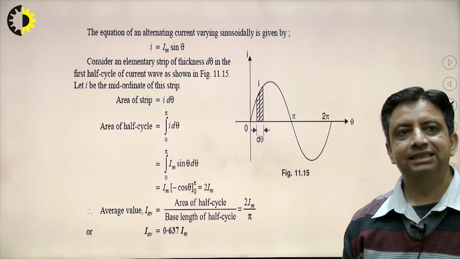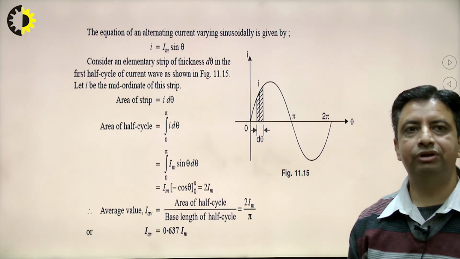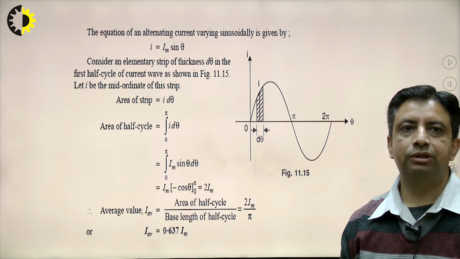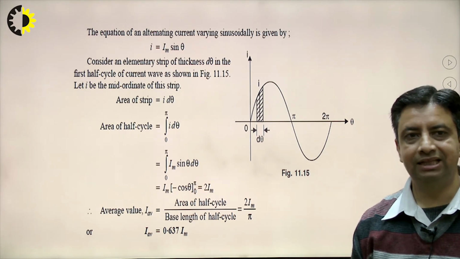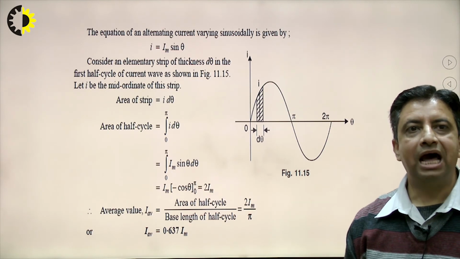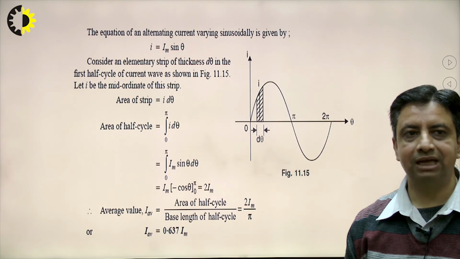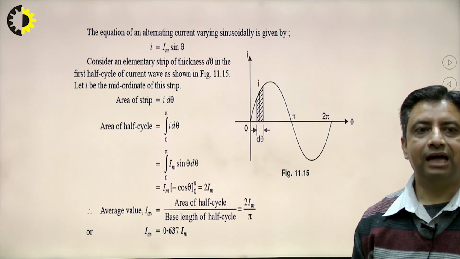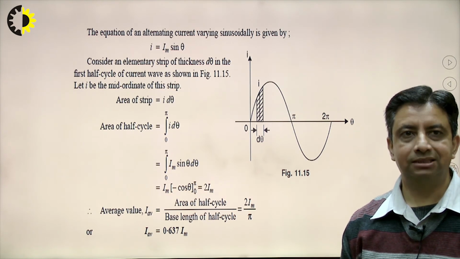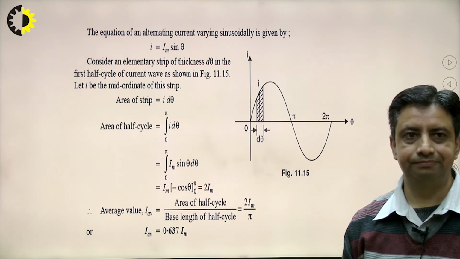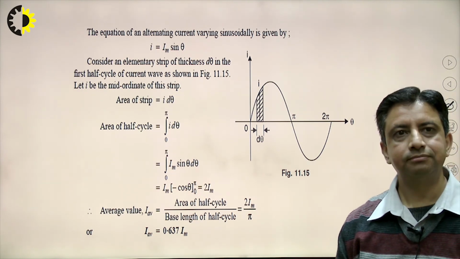Now, this is the area of the half cycle, and to find the average value, we have to divide it by the base. The base runs from 0 to pi, so the base length is equal to pi. So the I average comes out to be equal to 0.637 times Im. That means the average value is 0.637 times the maximum value for a sine quantity. The same applies to the alternating voltage also.